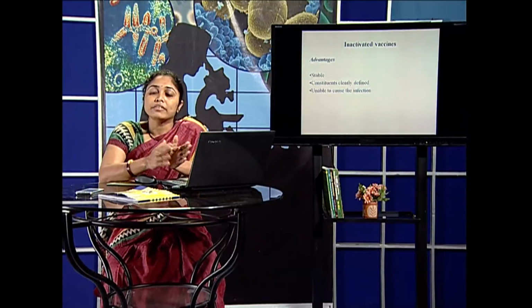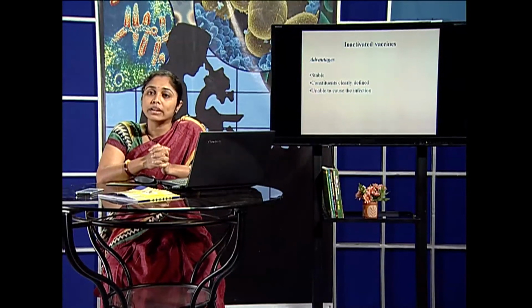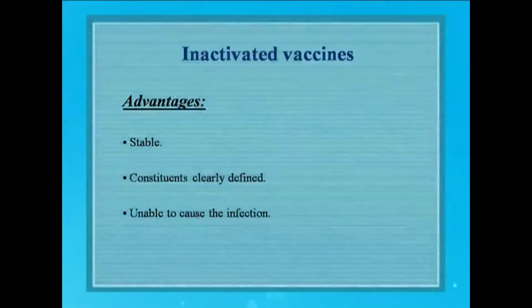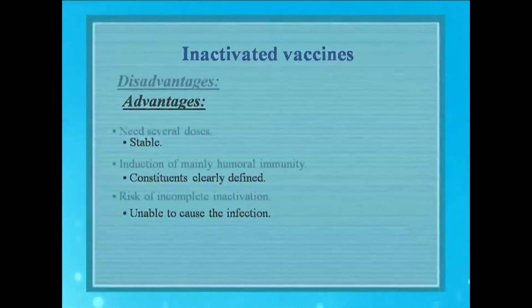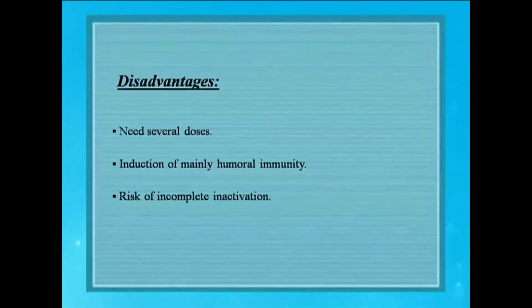This vaccine, inactivated vaccine, has several advantages over the live attenuated vaccines. Like these vaccines are safer and the constituents are clearly known and they could not cause the disease. What are the disadvantages of this vaccine? Since this vaccine contains killed microorganisms and they don't replicate inside our system, several doses are required for this vaccine. And this vaccine mainly induces the humoral immunity, not the cell-mediated immunity.